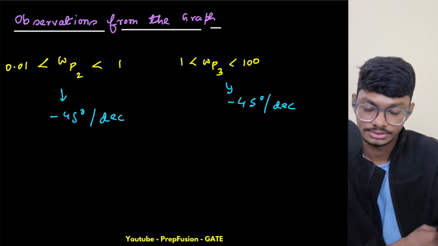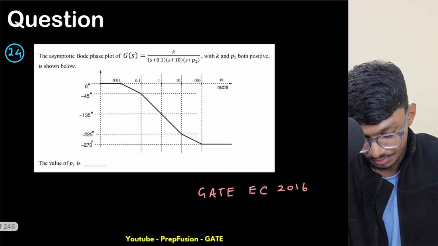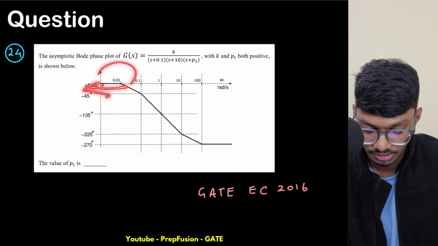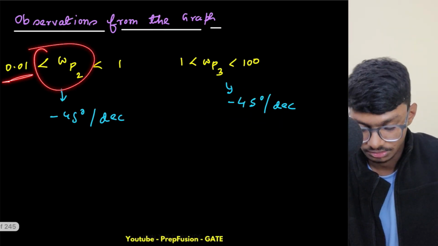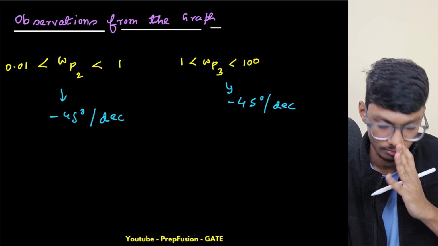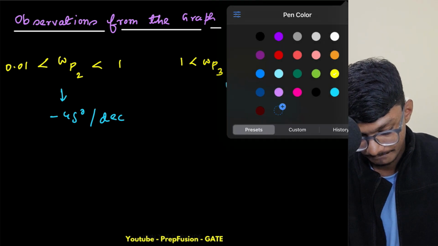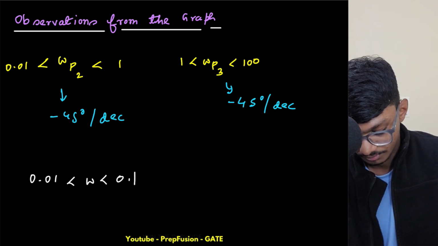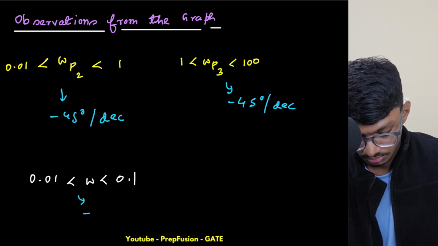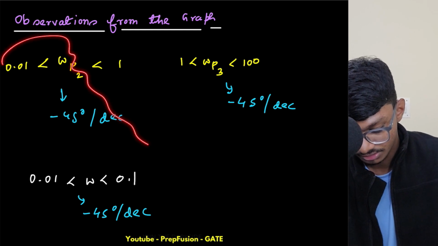Okay, so these are the ranges. Now obviously in the graph, I am seeing that my slope is 0 before this 0.01. Hence, before this 0.01 it is 0. So obviously this P2 is the minimum pole. And between 0.01 to 0.1, my slope is minus 45 degree per decade. That is fine. So this range is matching.